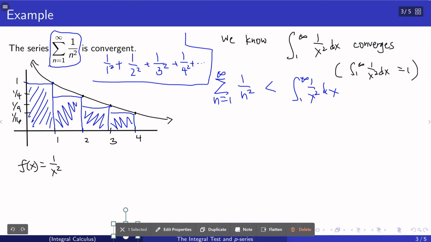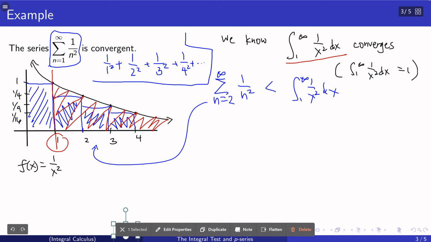Although, note that if I wanted to compare it with the area under the curve from 1 to infinity, that actually means that I should ignore the first rectangle for now, right? Because I'm starting my improper integral at 1. So this improper integral is equal to this area. Everything under the curve. So in fact, the relationship I get here is that this infinite series starting at 2 is less than the improper integral, right? Because this is represented by the sum of these rectangles, except for the first one.